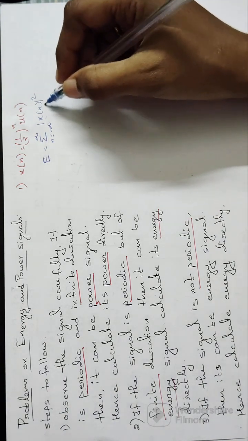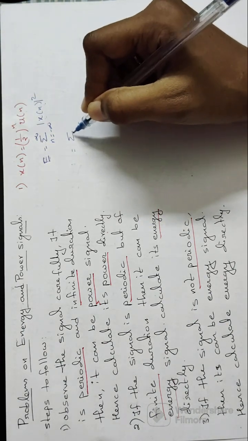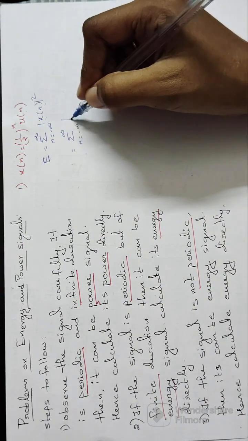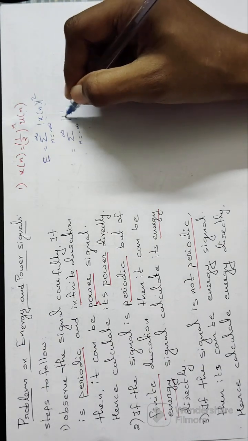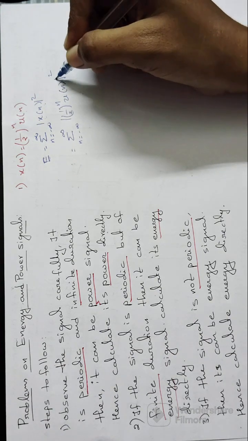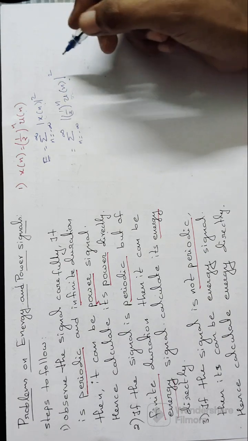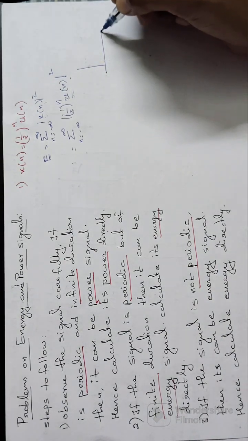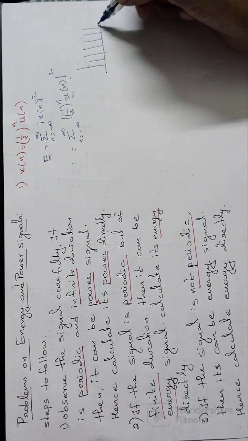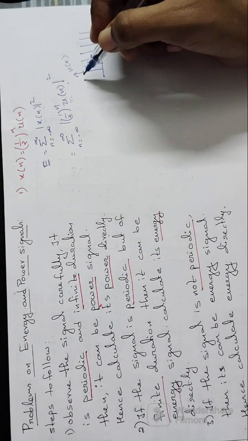Then the given signal x of n is (1/2) to the power n u of n. Substitute the value: summation n is equal to minus infinity to infinity, mod (1/2) to the power n u of n, whole square. Here u of n is the unit step signal. This is a discrete signal, with n on the axis and u of n. The value is 1.